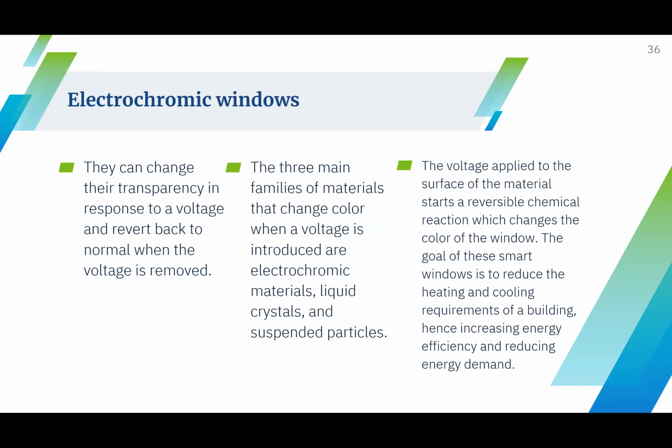Okay. Electrochromic windows change transparency in response to a voltage, and when the voltage is removed, they revert back to normal. The three main families of materials that change color when a voltage is applied are electrochromic materials, liquid crystals, and suspended particles. The voltage applied to the surface of the material starts a reversible chemical reaction which changes the color of the window. The goal of these smart windows is to reduce the heating and cooling requirements of a building, hence increasing energy efficiency and reducing energy demand.